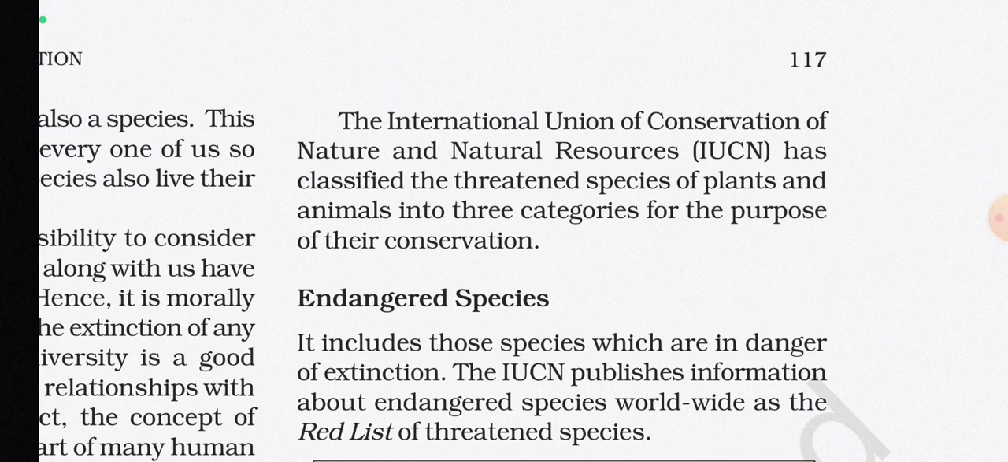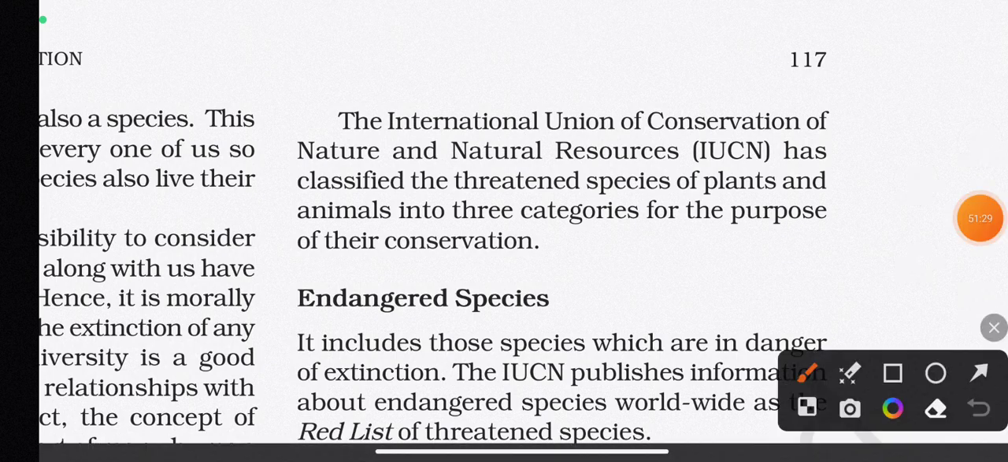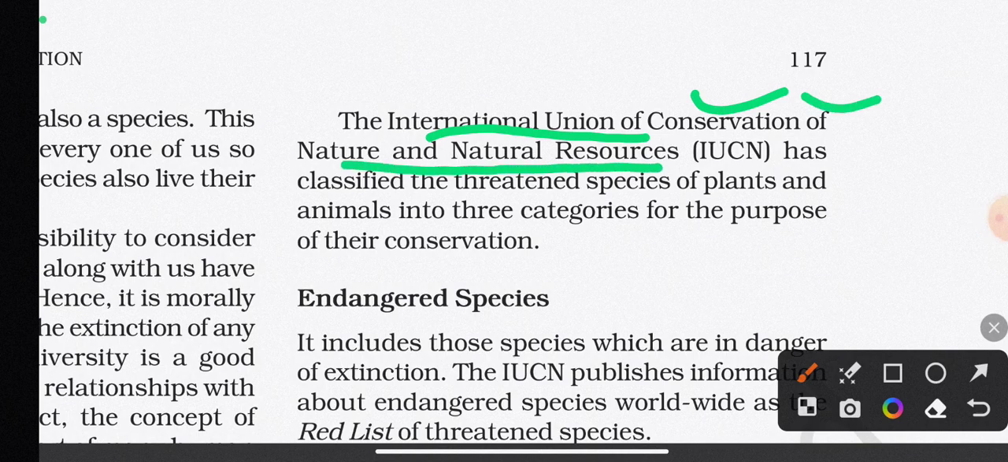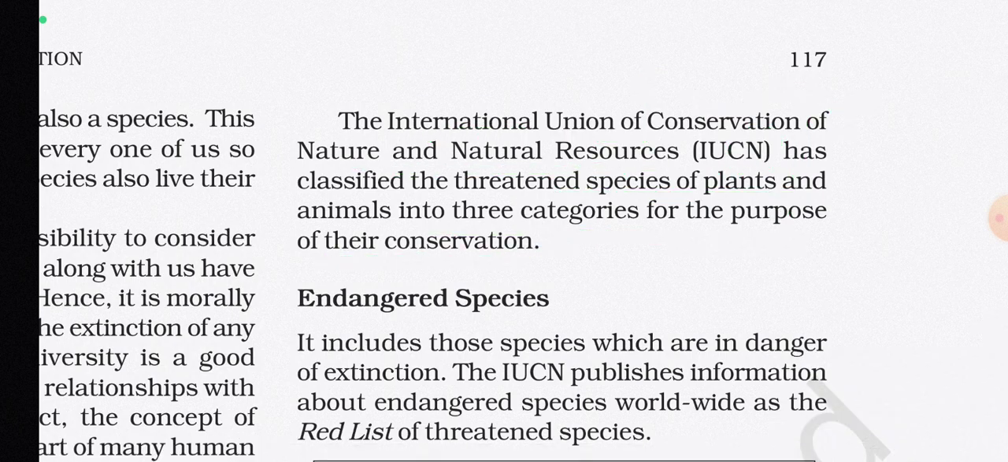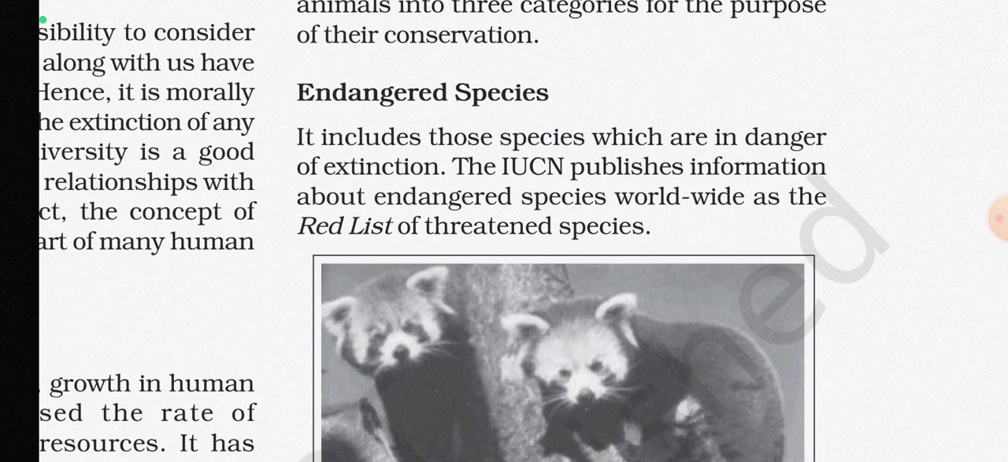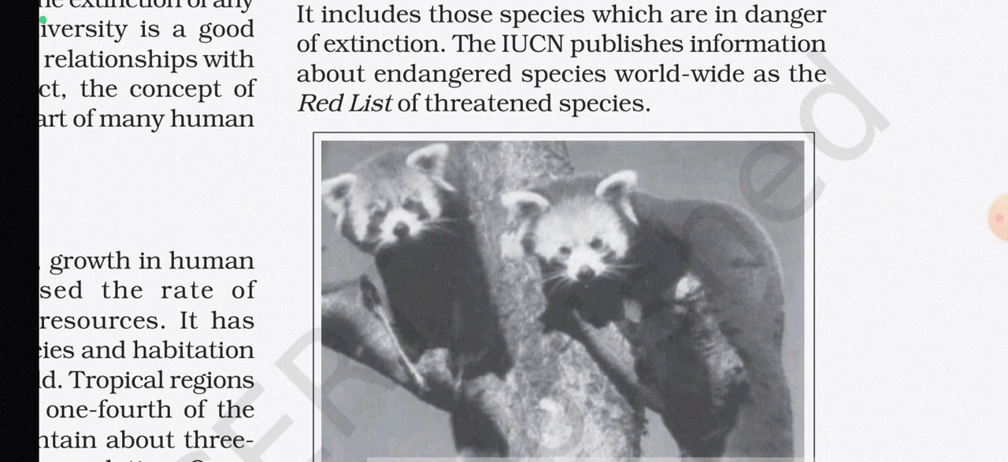The International Union of Conservation of Nature and Natural Resources (IUCN), remember its full form. IUCN means International Union of Conservation of Nature and Natural Resources. Nowhere is there a "for", see, okay, it is "of" everywhere. International Union of Conservation of Nature and Natural Resources has classified the threatened species of plants and animals into three categories for the purpose of their conservation. It is endangered species. It includes those species which are in danger of extinction. The IUCN publishes information about endangered species worldwide as the Red List of Threatened Species.